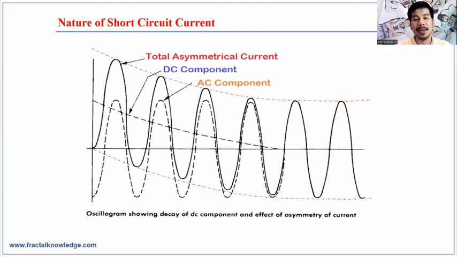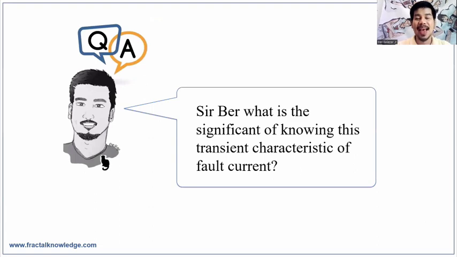The figure on your screen shows the oscillogram of a current waveform. The DC component of the fault affects the asymmetry of the current waveform. The asymmetrical component is at maximum at the start of the short circuit current and decays to a steady state value over time due to the reduction of the flux in the machine. The DC component also decays from 1 to 5 cycles and the wave is reduced to a steady state from 6 to 8 cycles. You may ask, Sir Bear, what is the significance of knowing this transient characteristic of fault current?